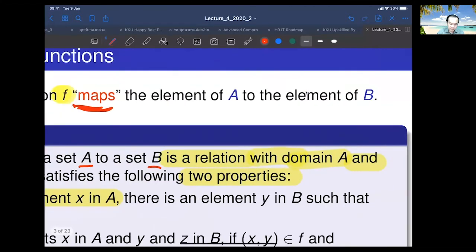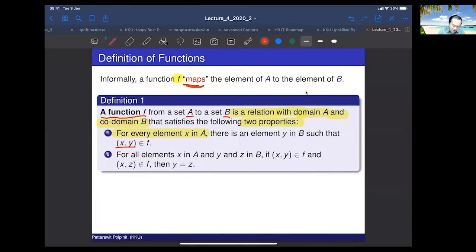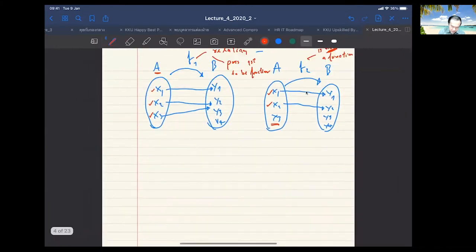But that's not the only thing that you have to check in order to verify whether it is a function or not. The second property says this: for all the elements X in A and Y and Z in B, if an ordered pair XY is in F and an ordered pair XZ is in F, then Y is equal to Z. This is basically saying that every element X in A has to be connected or related to only one element in B, or in the codomain. Okay. So to demonstrate, let me just go back to this one.